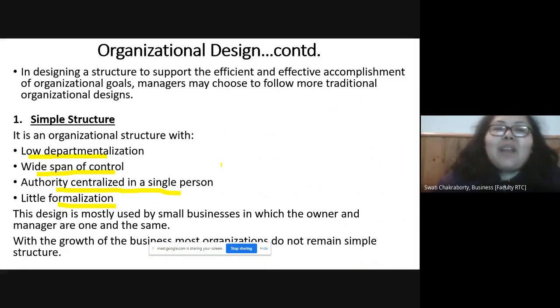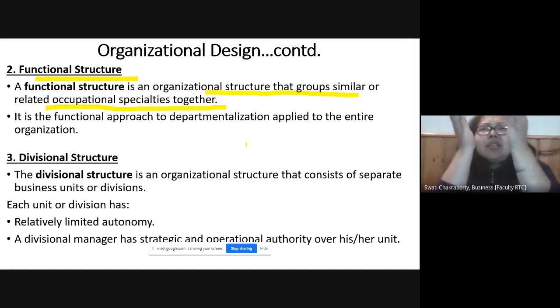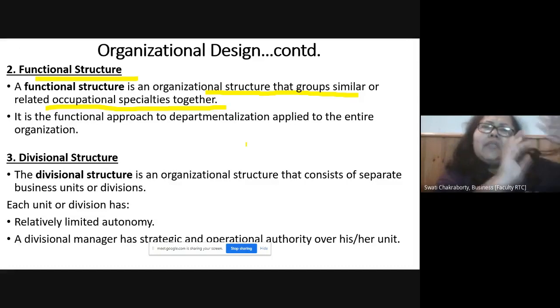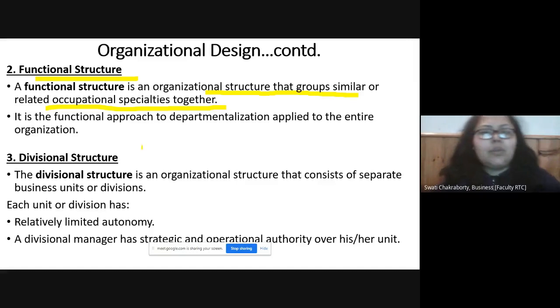Next comes the functional structure, an organizational structure which groups similar or related occupational specialties together. Like if you are a finance specialist, you will be put in the finance department. So the entire work is divided based on different functions: accounts, finance, marketing, HR, R&D. Accordingly you have people, so skills come into play. Put the right people with the right skills in the right department.